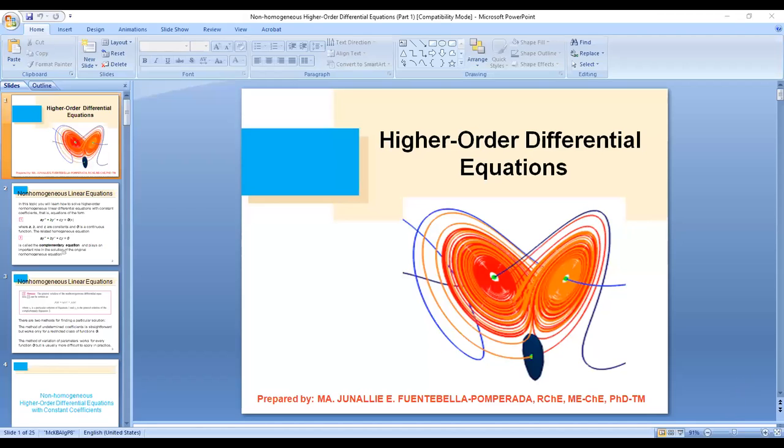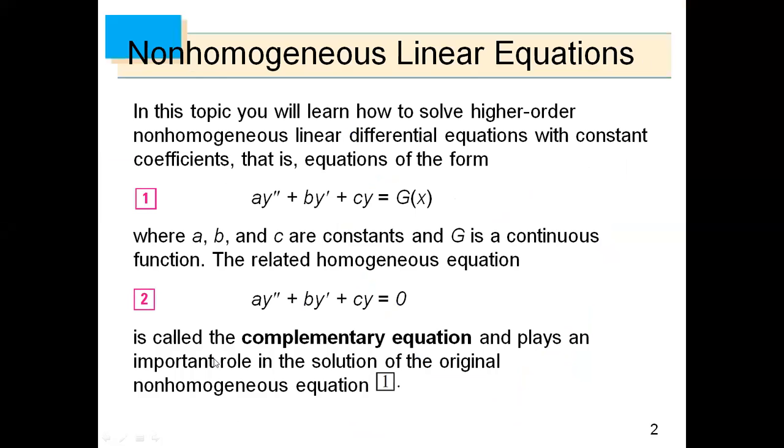What you can view now is the slide covering the topic on non-homogeneous higher order differential equations solved using the method of undetermined coefficients. So we discussed that if you are using the method of undetermined coefficients, you have restrictions to it. And the restriction is based on the function of x that you see on the right side of your equation.